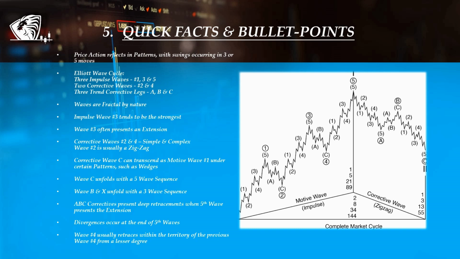Time for some facts and bullet points. Price action moves in patterns and usually has the magic numbers set to 3 and 5. A bullish or bearish Elliott cycle is formed out of 3 impulsive waves, numbers 1, 3, and 5, and 2 corrective waves, number 2 and 4. These waves, as the name implies, correct the impulsive 1 and 3. All this is followed by the trend corrective legs, which are A, B, and C. So, if you don't want to complicate things, you can apply the basic usage of the theory. 1, 2, 3, 4, 5, ABC.